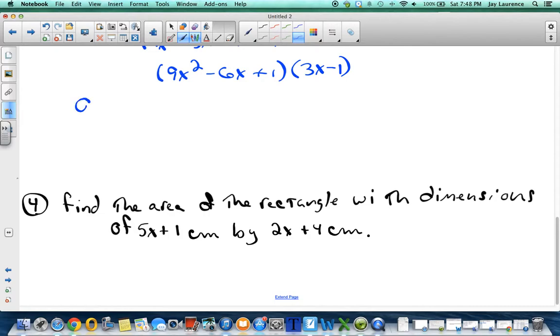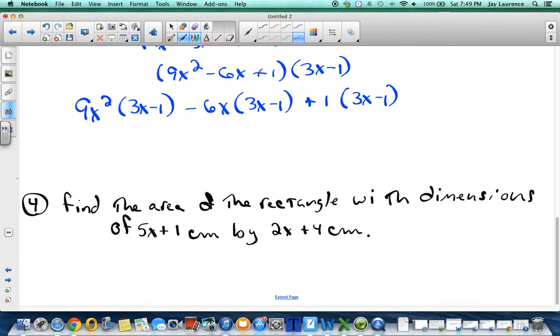Okay, so now I'm going to write this out the long way. So I'm going to take a 9x squared, and I'm going to multiply by 3x minus 1. And then I'm going to take a negative 6x and multiply it by 3x minus 1. And then I'm going to take a positive 1 times 3x minus 1. Going to distribute here and here and get 27x cubed minus 9x squared. And then I'm going to distribute here and here, and I'm going to get negative 18x squared and a positive 6x.